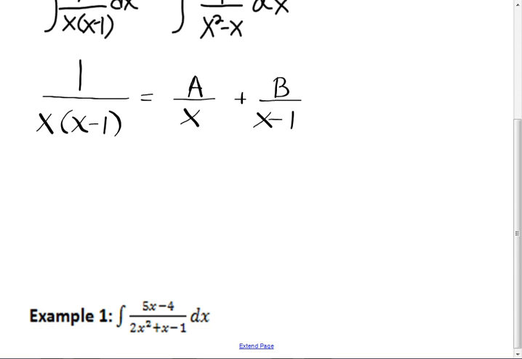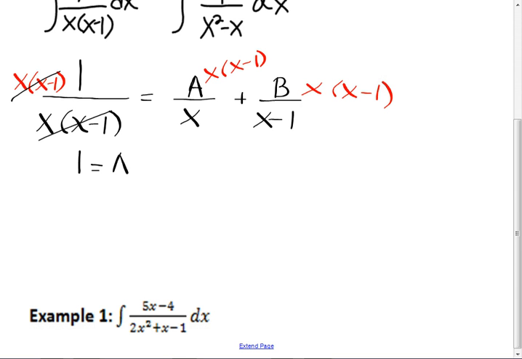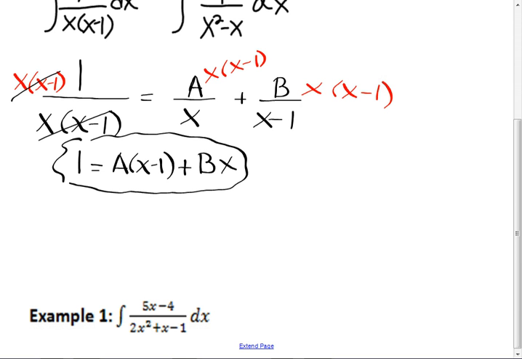Okay, now I could get common denominators, but easier than that is to clear out the fractions. So I'm going to multiply everything by x times x minus 1. Because it's not an inequality, I can do that. And this will cancel here, and I'm left with 1 equals, and let's see, I'm left with a times x minus 1 plus b times x. And you can put any number you would like in there.